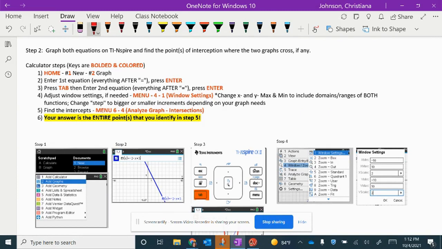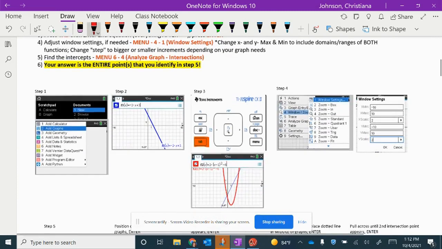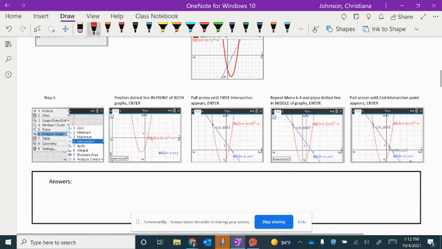the second equation. Now you may, and that's actually below this, sorry. Type in your second equation. You may need to change your settings. This is wrong settings. It should say negative 15, not positive 15 as the highest point. And then we are going to push menu 6-4 to find the intersection.